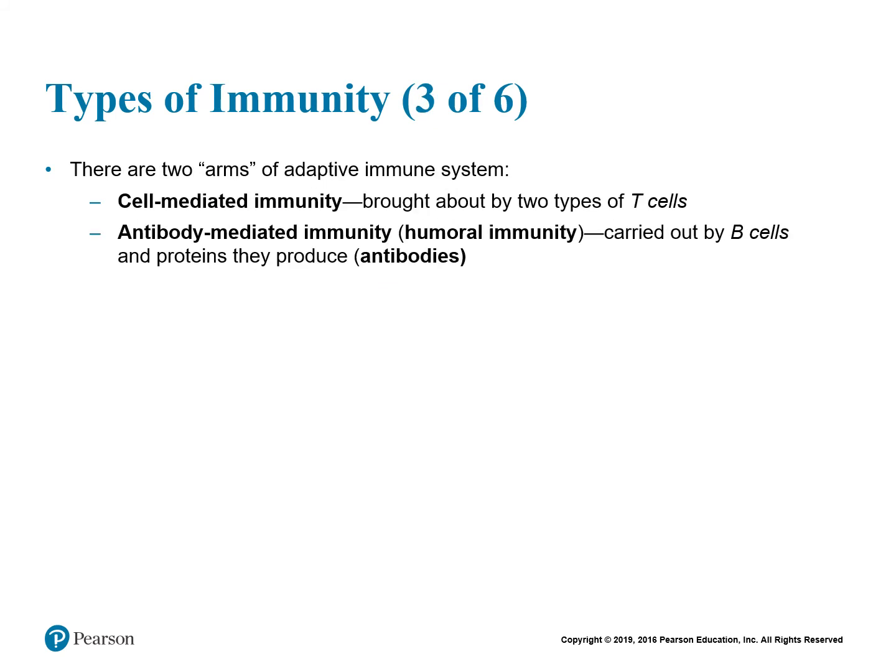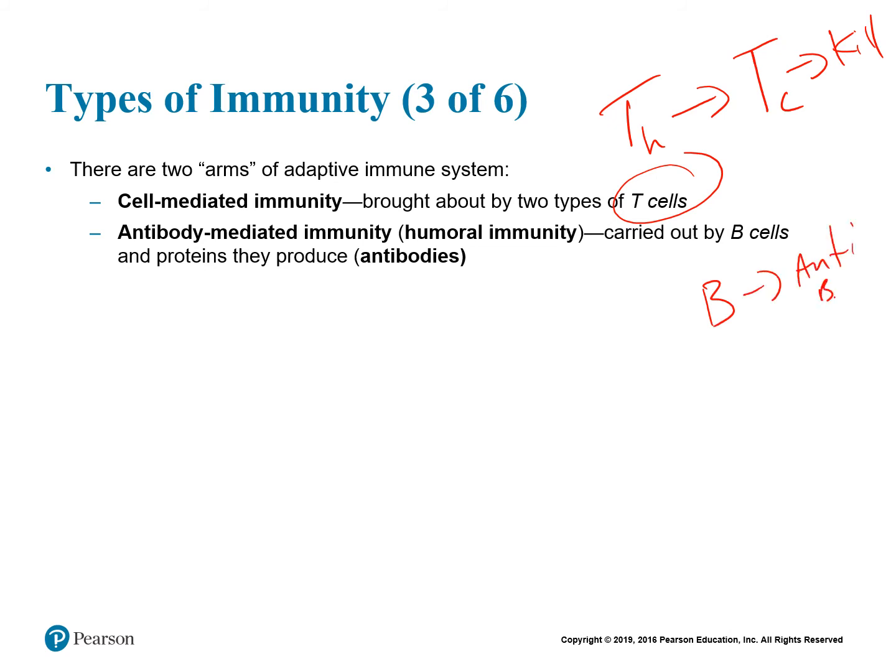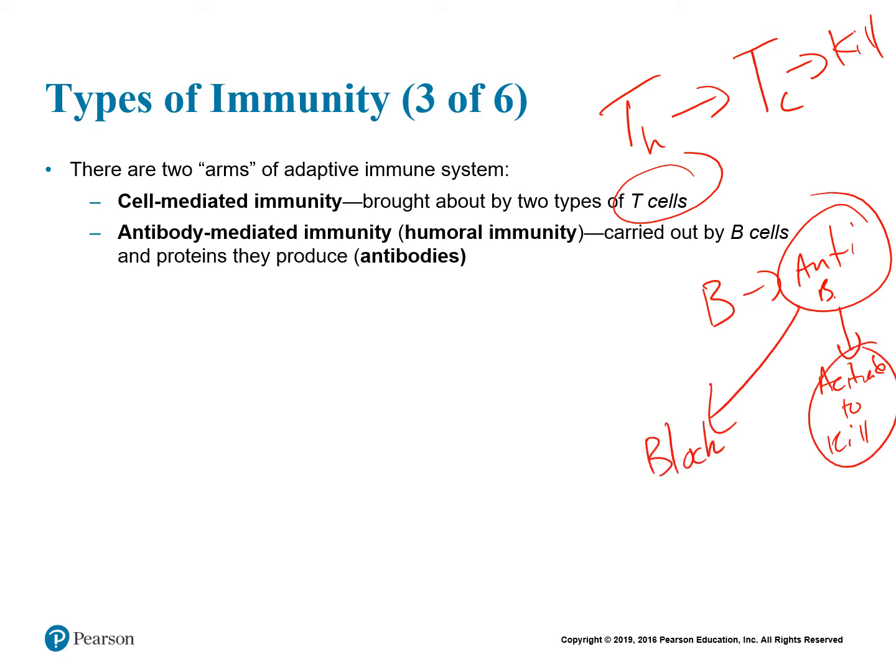So there's two types of immunity. The first is cell-mediated immunity, which is brought to you by T cells. So you have your T helper cells that activate your cytotoxic T cells, and those cytotoxic T cells kill. Okay, the antibody-mediated immunity, the B cells send antibodies, and those antibodies activate mechanisms to kill. Again, a bunch of different ones. So what this is going to do is it's going to block, and then these guys are going to go around that route.